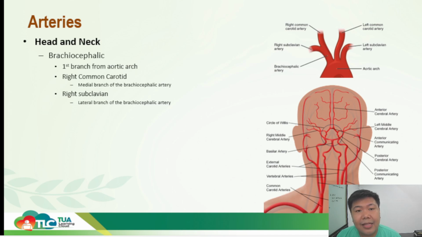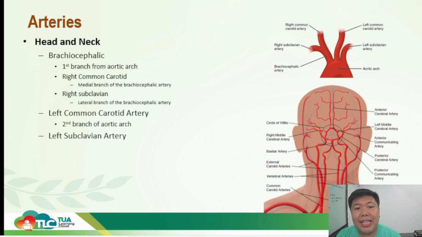On the other hand, the left common carotid and the left subclavian artery are direct branches of the aortic arch. They need not come from a brachiocephalic artery. So that's what sets them apart. The left common carotid artery is the second branch of the aortic arch, while the left subclavian artery is the third and final branch of the aortic arch. So it's only for the right where it first branches into the brachiocephalic before dividing into the right common carotid and right subclavian artery.